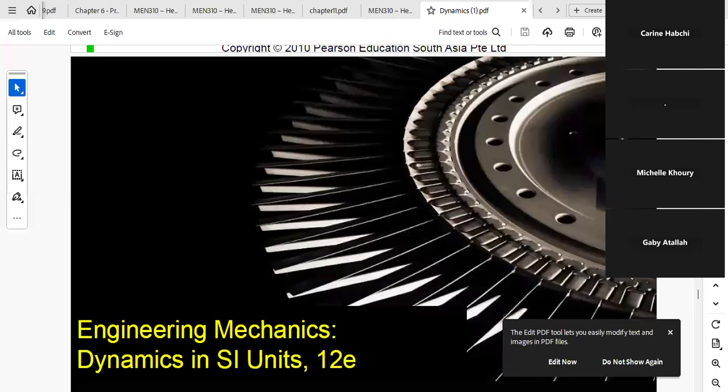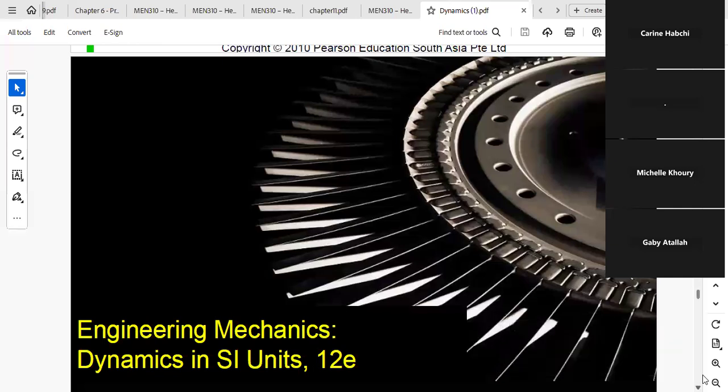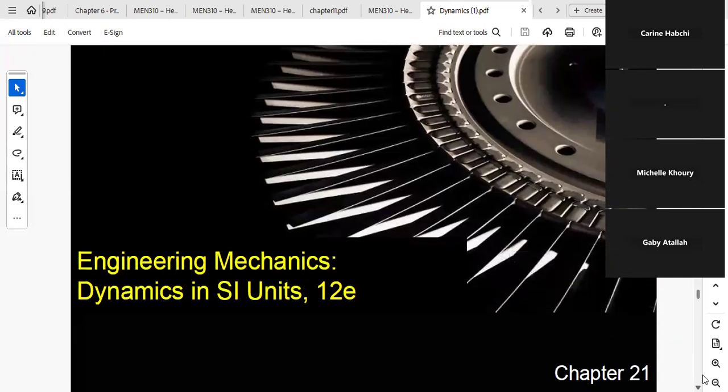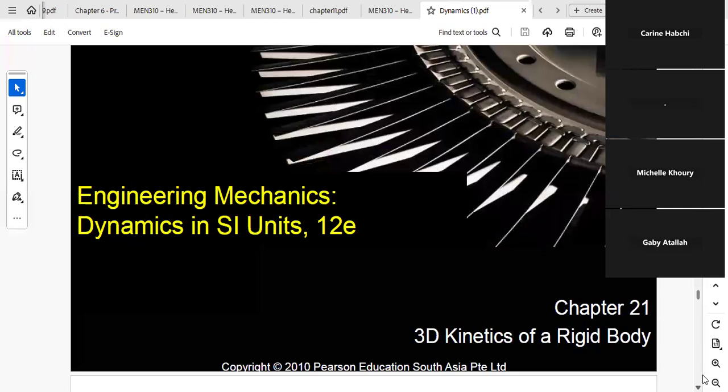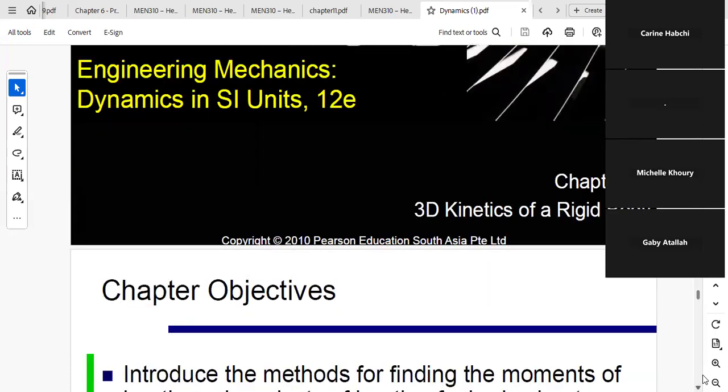Okay, so today we'll introduce chapter 21, which is on 3D kinetics of a rigid body. As you can see, we are following the same outline as before. We studied kinematics and now we move to kinetics in 3D. We have a lot of common parameters with previous material, but now we'll develop it more to tackle 3D kinetics of a rigid body.